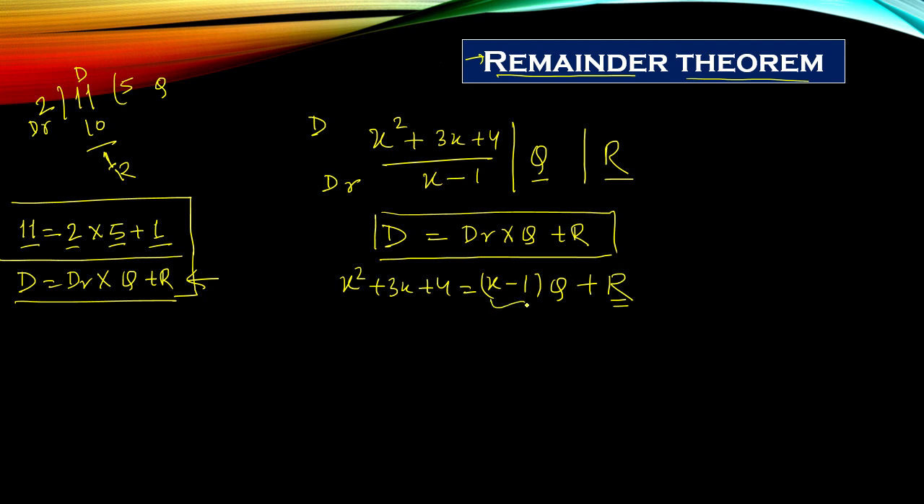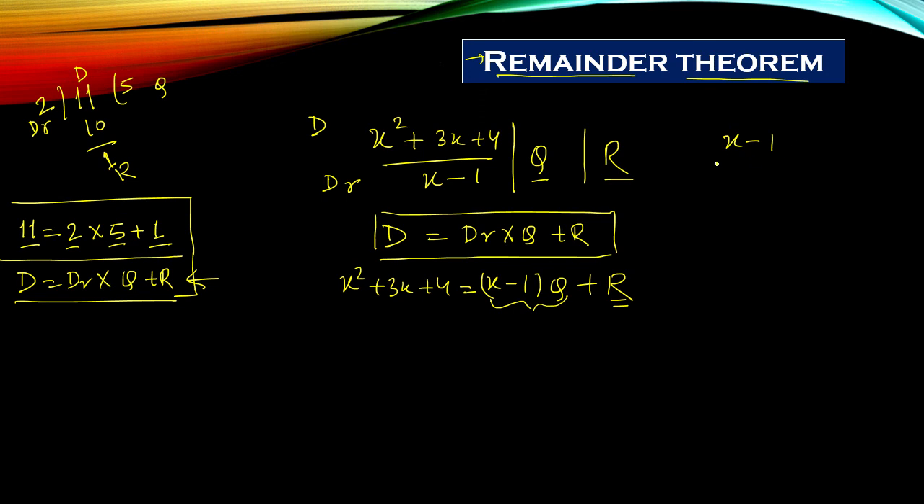Anyhow, if this term is getting 0, if this term is eliminated, then we will see that remainder is equal to whatever we are getting here. But our task must be to get 0 here or to eliminate this term. How can we eliminate this term? Let's see. What is the divisor here? Divisor is x minus 1. We are interested to get the 0 of this divisor.